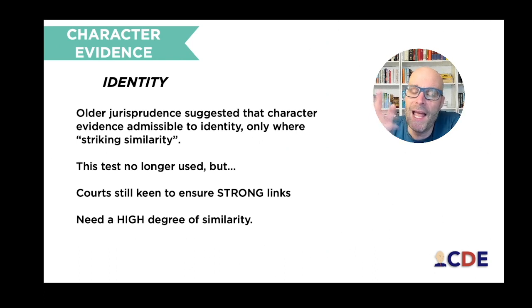Historically, and even today, you get discussion of things like striking similarity. We don't look at striking similarity anymore because that test created its own problems. I won't get into all of them, but striking similarity seemed to suggest that there was a particular level of similarity it had to reach, and you could ignore other things like how many times it happened, how closely the accused was connected. We don't use that test. But I wish to stress to you, the courts will always be keen to ensure, number one, that there are links in connection, that the coincidence level is low, and that the similarity is high.